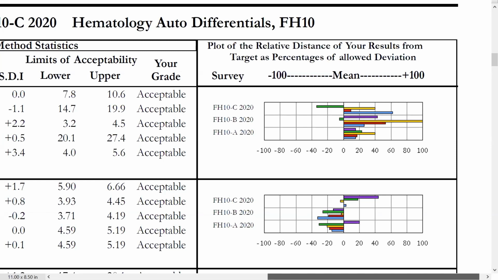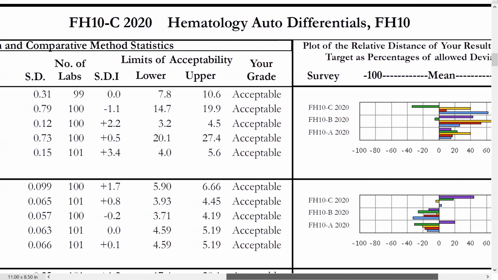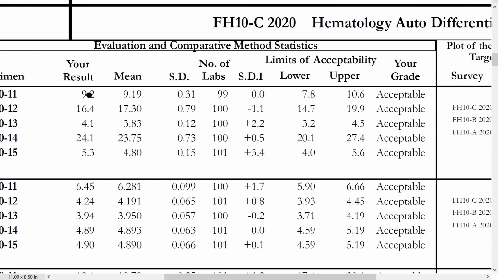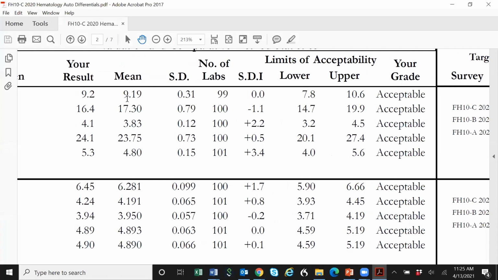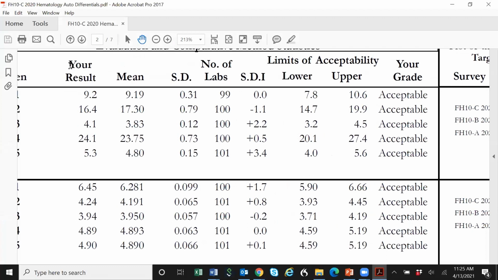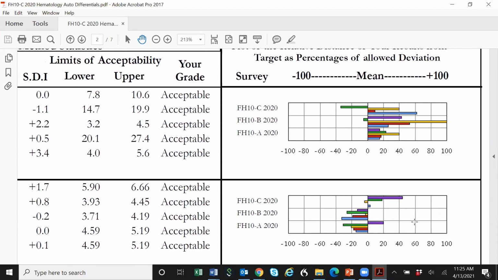You can see when you compare our results to the mean results. So this is our results, to the mean. You can see that we are here. We're the same. The next one, 16.4, 17.3, we're lower, but mostly we're higher. So 4.1 is higher than 3.8, 24 is higher than 23, and 5.3 is higher than 4.8. So we have the same pattern where we're running on the high side, and we've had it the whole year. So this allows you to say, okay, our platform for white cells seems to be running a little high, but we're still passing.